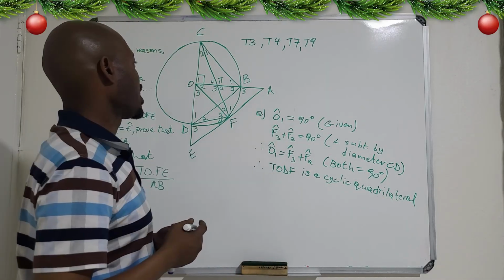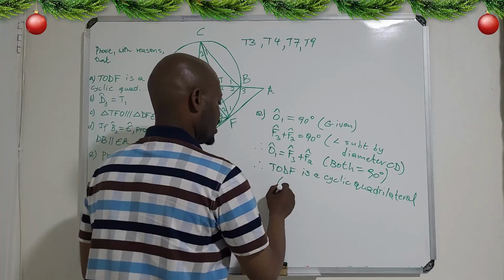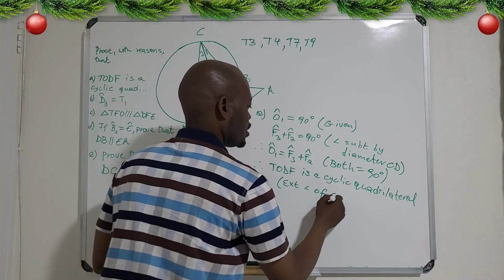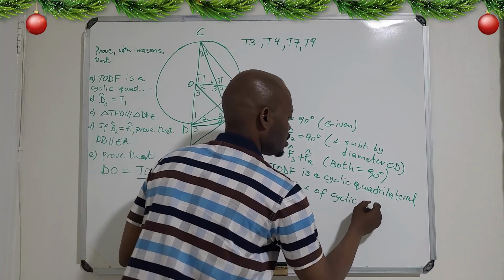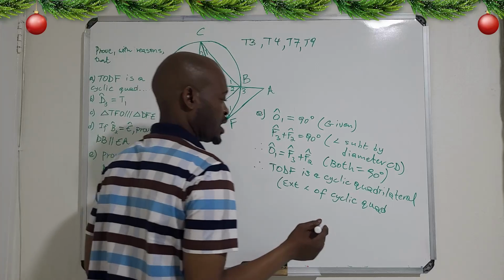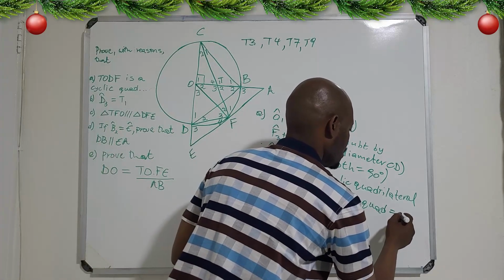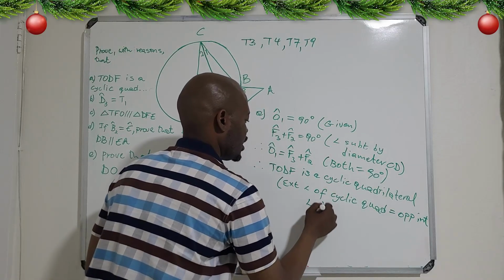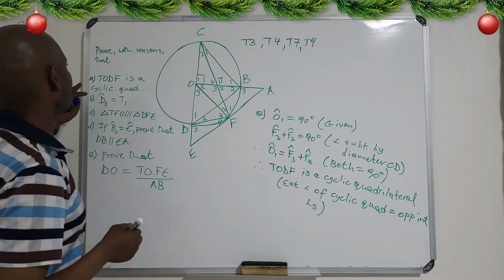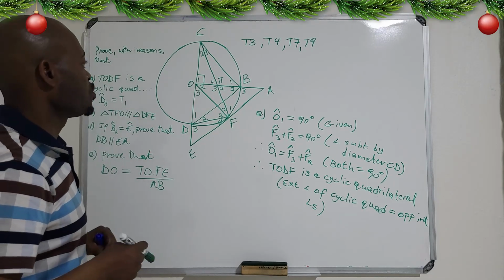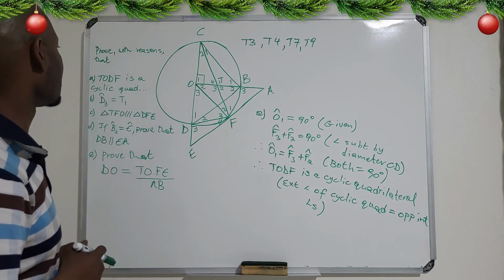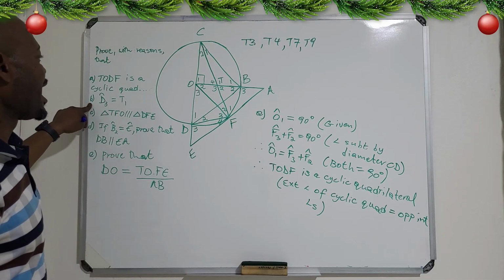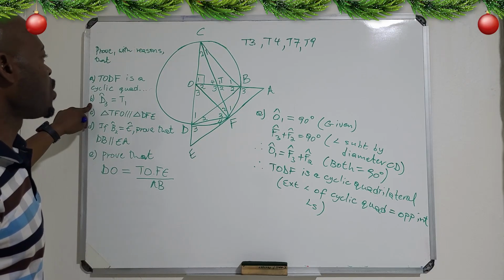Why is it a cyclic quadrilateral? It is because of the reason: exterior angle of cyclic quad. I can shorten it like this: cyclic quad is equal to the opposite interior angle. That is why TODF is a cyclic quadrilateral. Now they say to us, B, prove that angle D3 is equal to angle T1.